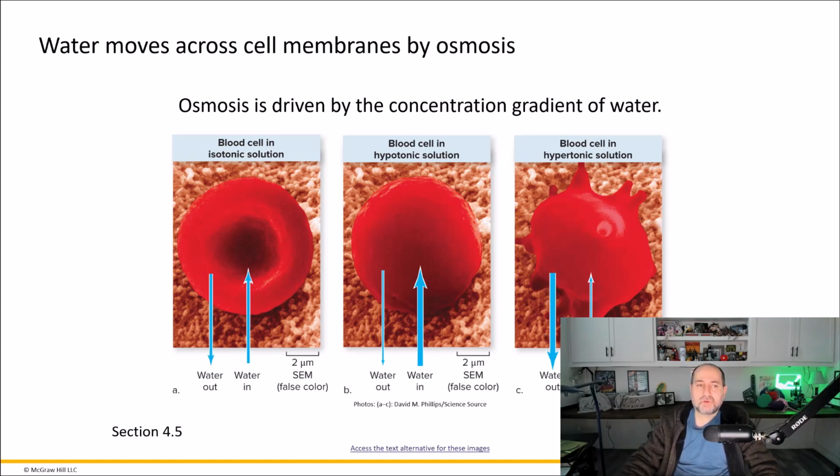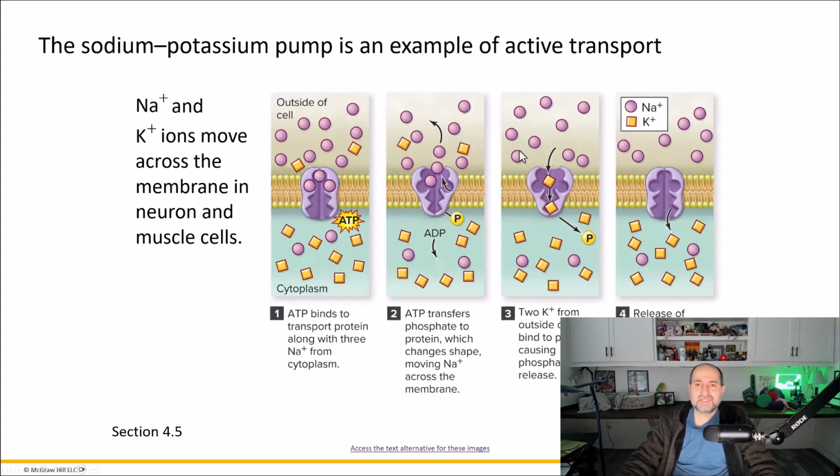Which way does the water flow? That's what I need you to recall. And remember, during active transport, substances are moving across the membrane against the concentration gradient, and that requires energy such as ATP energy. And the sodium-potassium pump is an example of an active transporter.